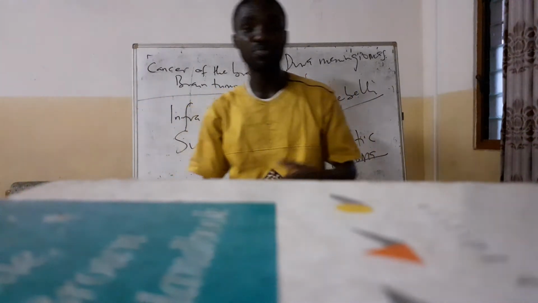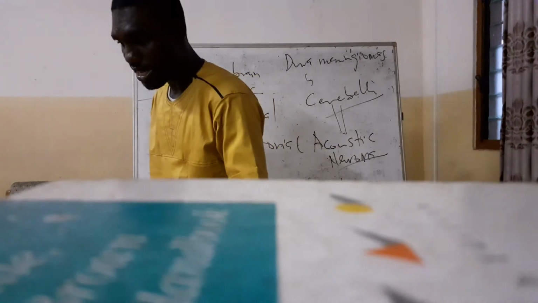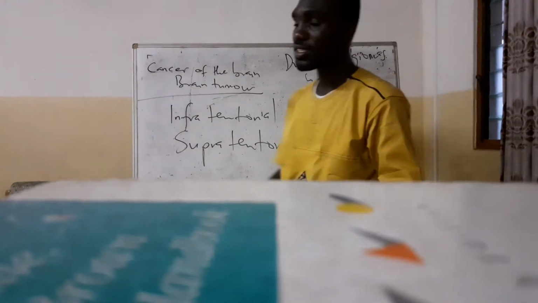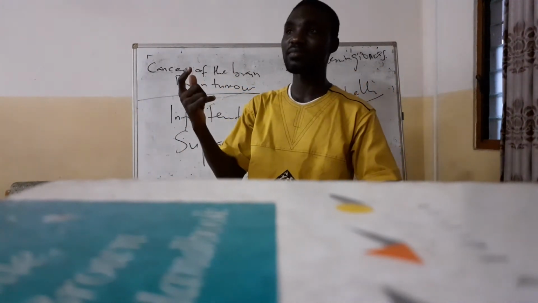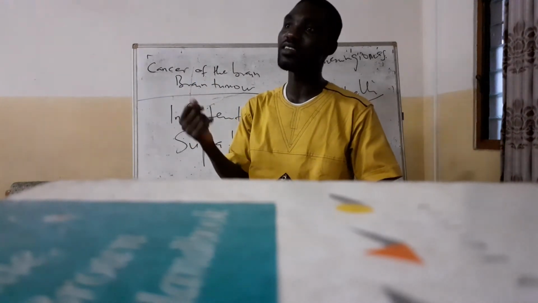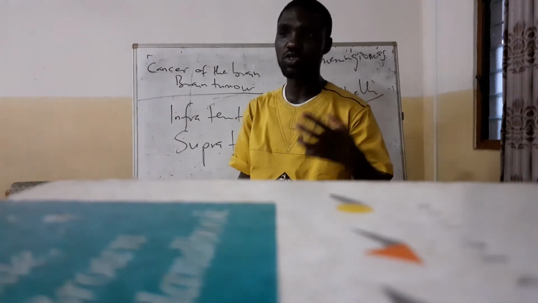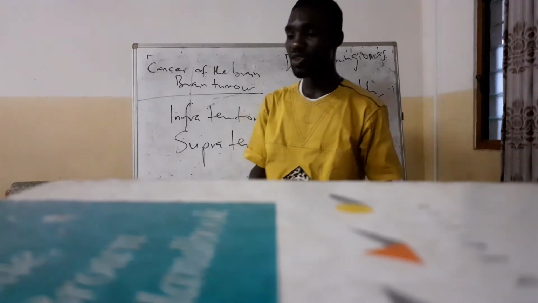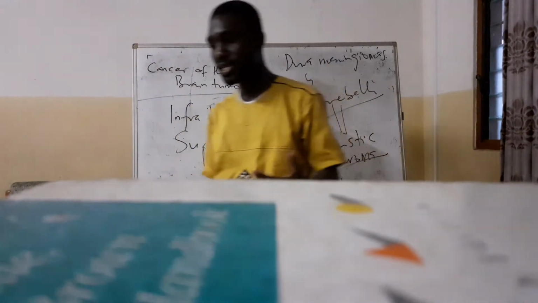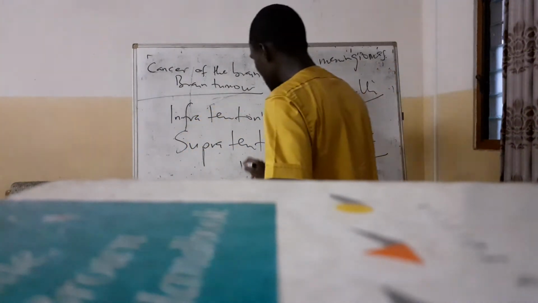Signs and symptoms of brain cancer. As I've told you, for the signs and symptoms, you have to look at the organ involved. If it's the GIT, even if you don't know any of the signs or symptoms, once you know that it's the GIT, you know that at least nausea and vomiting can be there. So with the brain, the signs and symptoms, you have headache. Headache is one of them.